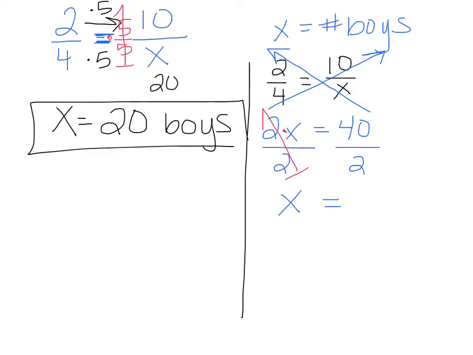We wanted x alone. But if I divide by 2 on one side, I have to divide by 2 on the other side. So 40 divided by 2 is 20. And again, the answer is not necessarily 20. The answer is really 20 boys because we started with a story.